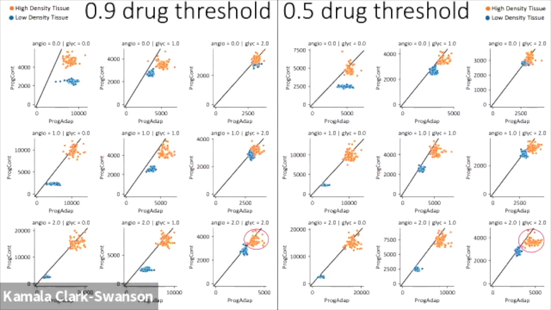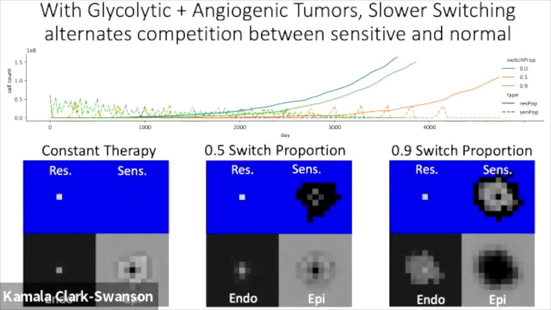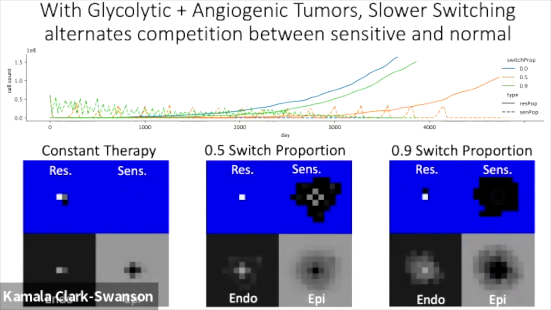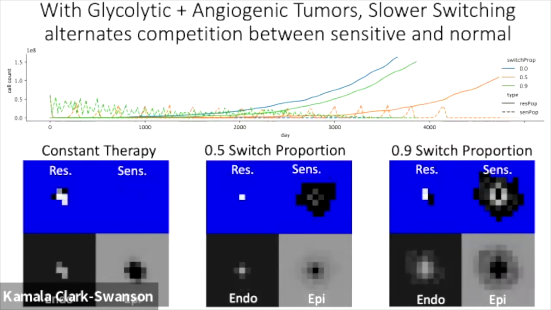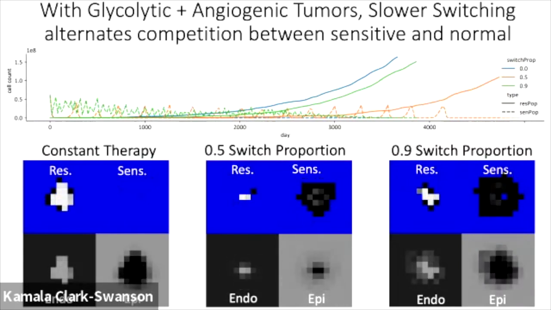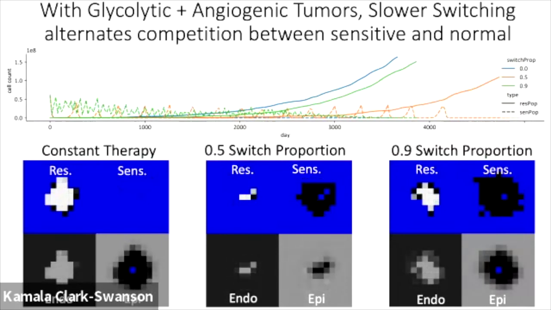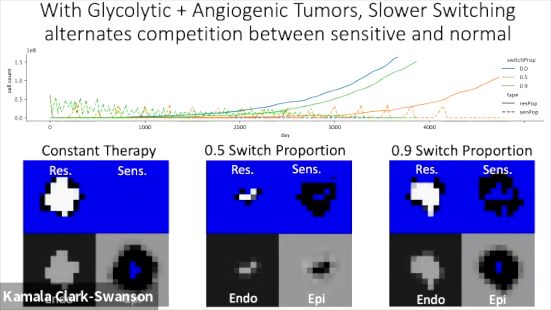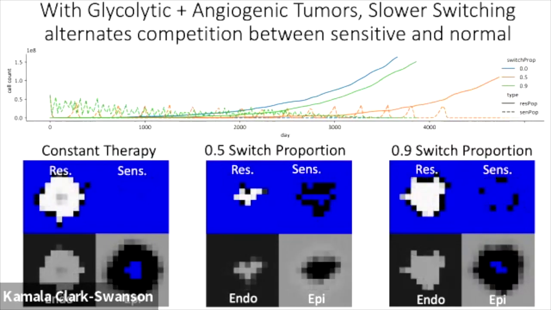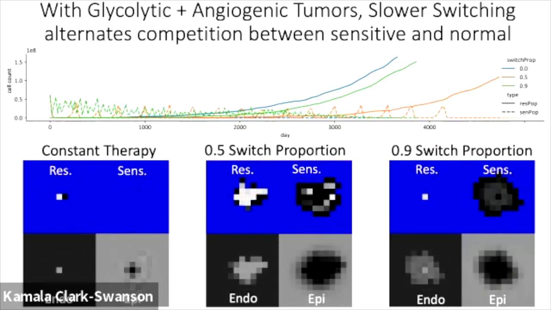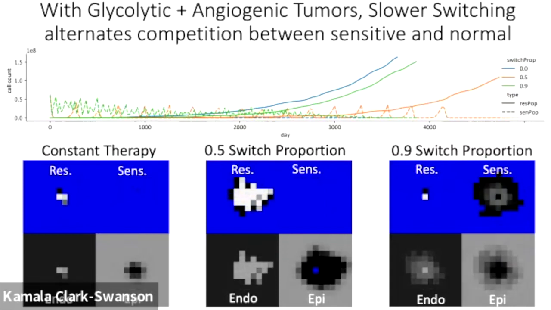And the last case I'm looking at is where we have high angiogenesis and high glycolysis, and looking at the two different drug switching thresholds in that context. So basically under constant therapy, it looks more or less like it has throughout. But when we introduce the switching thresholds, things somewhat reverse. So you can see that now the 50% switch is actually doing better than the 90%. And the reason there is a little bit nuanced. You can kind of see it looking here.